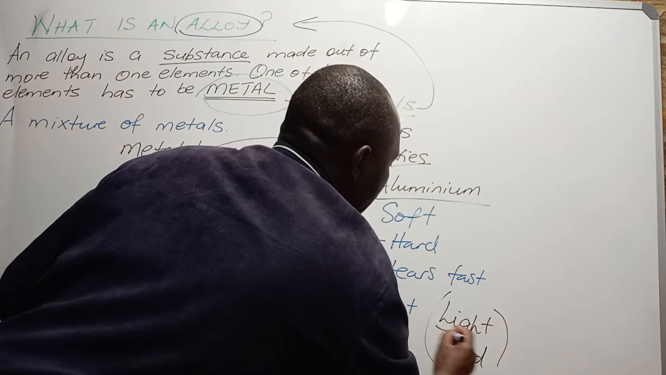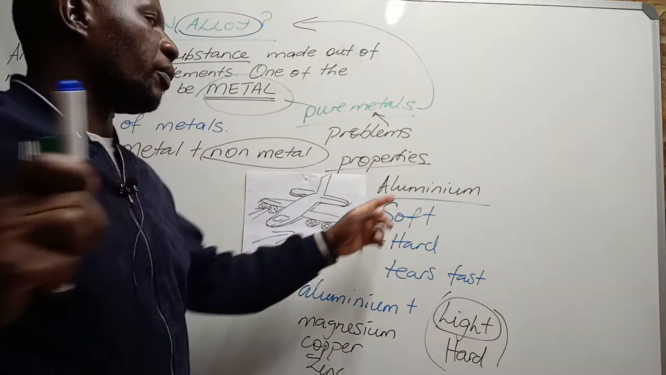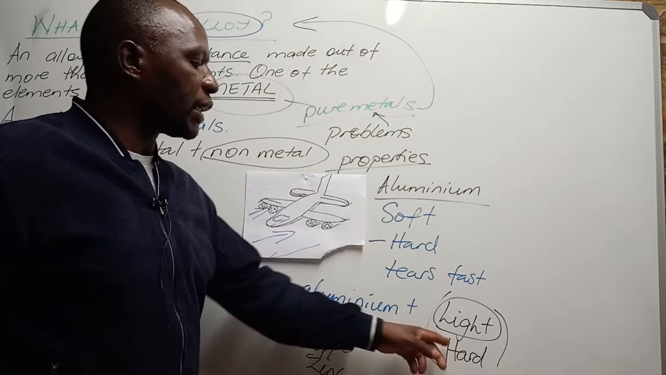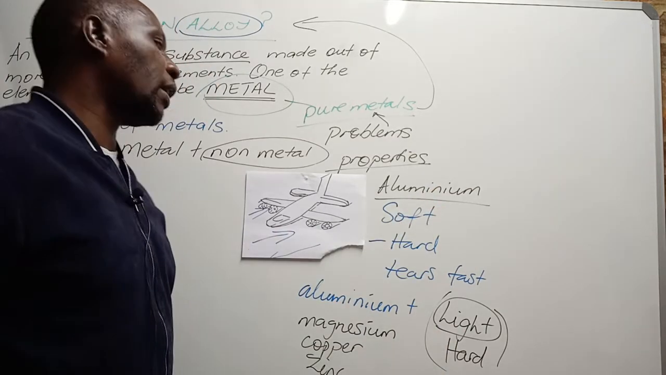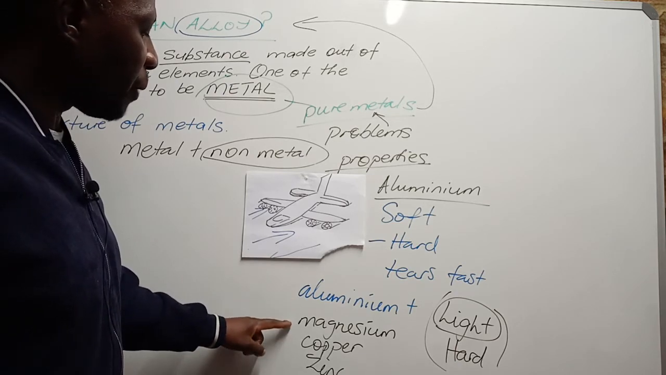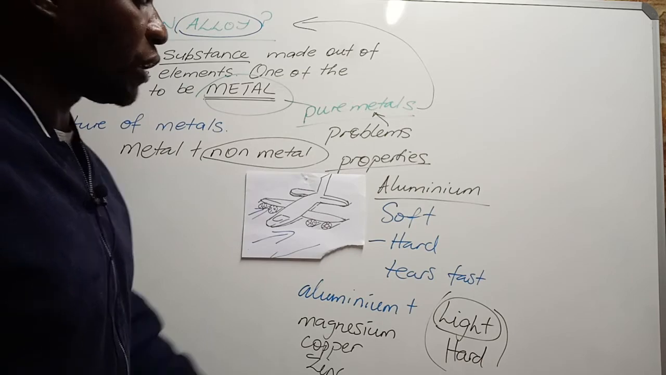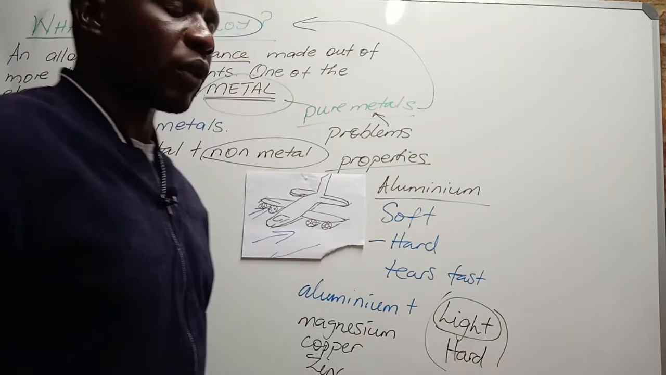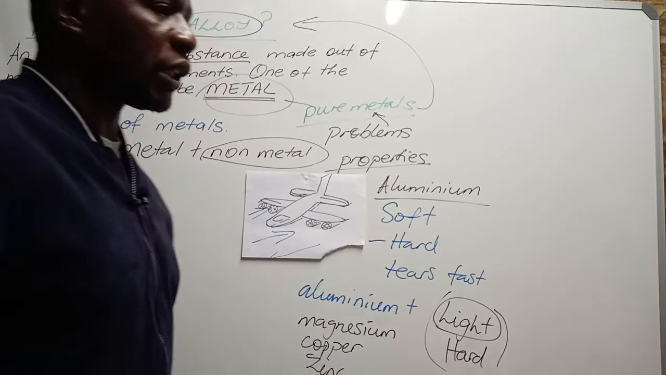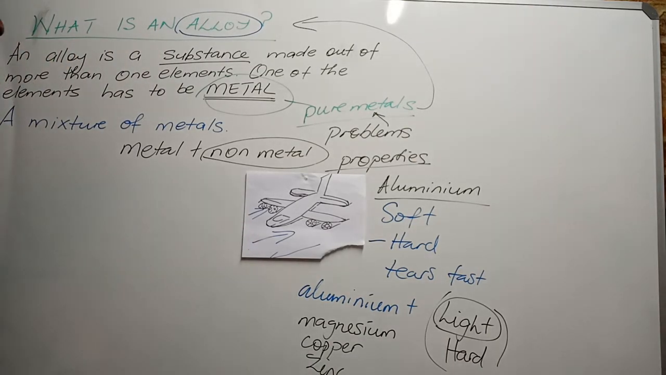You must take note that lightness is already achieved by aluminium only, but hardness is not achieved by aluminium only. So the alloy of mixing aluminium and magnesium, or aluminium and copper, aluminium and zinc, achieved the property of hardness while maintaining the property of lightness. And then the ideal body of an aeroplane was successfully made.